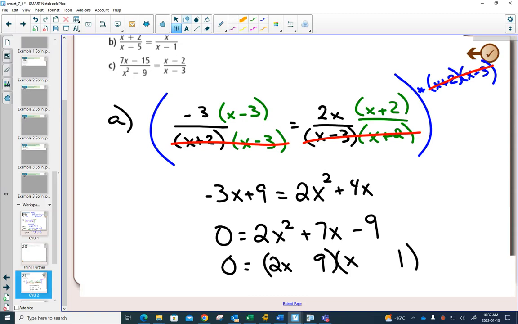Now the only way that then I could get a plus 7x is if I had a plus 9x and a minus 2x. Double check, does that give me my minus 9 at the end? Yes. Do I have my 2x squared? Yes. Does it give me the 7x? Yes.